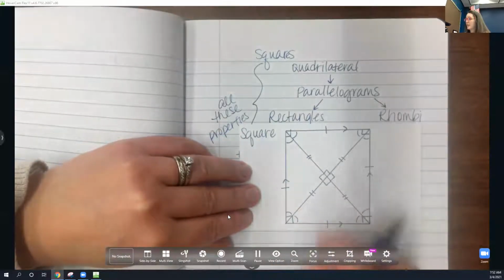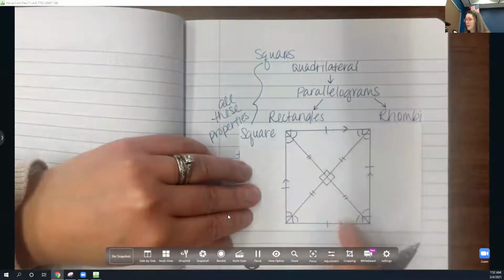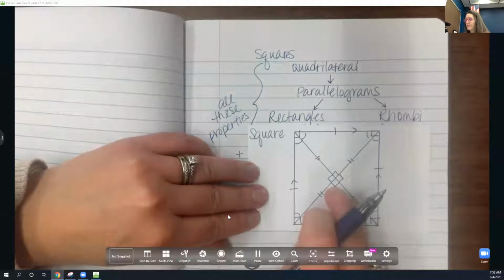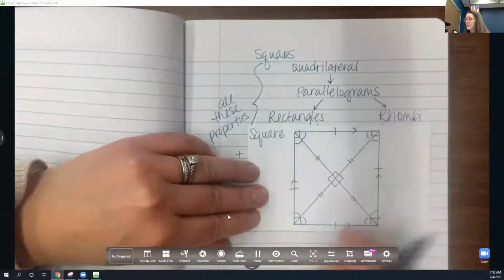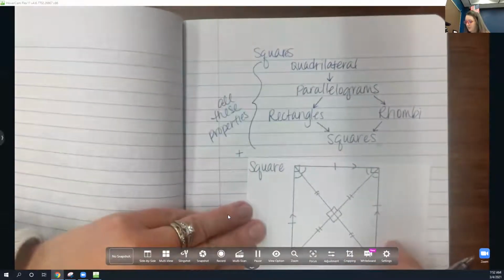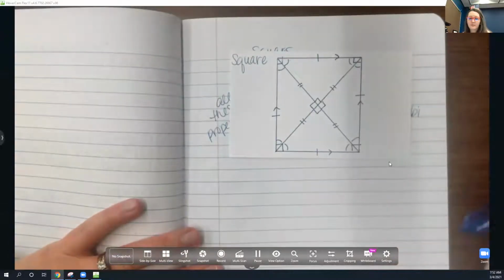So all of the qualities of a parallelogram, as far as being parallel and congruent opposite sides, all of the qualities of a rectangle, meaning those 4 angles are right angles and the diagonals are congruent, all the qualities of a rhombus that we just talked about, meaning perpendicular diagonals, and they bisect opposite angles, and all the sides are congruent. So all of those things make a square. All right, so let's look at some examples about squares.